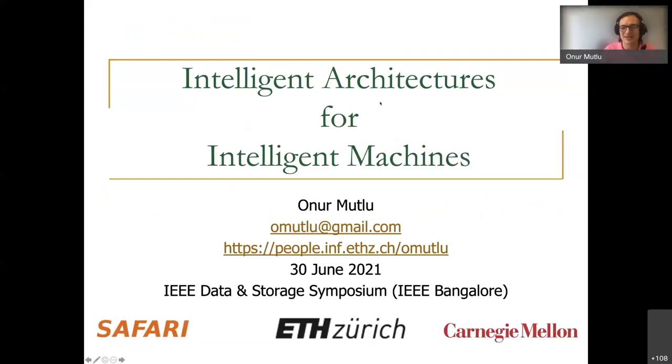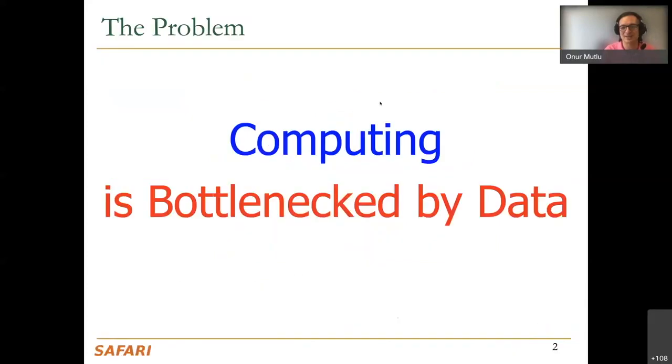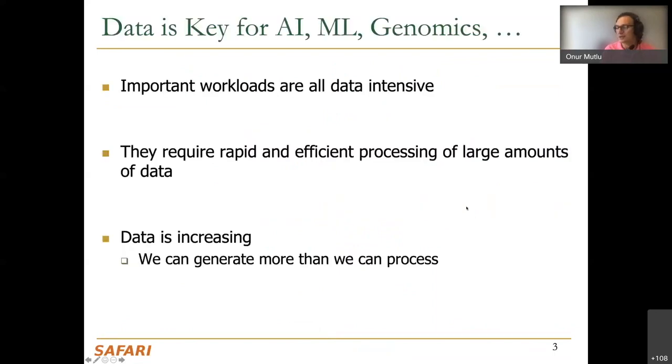We're going to talk about intelligent architectures for intelligent machines, and the problem is that today's computing systems are very much limited by data, bottlenecked by data. And data is key for many applications: AI, ML, genomics. Important workloads are all data intensive. They require rapid and efficient processing of large amounts of data, and data is increasing on top of this. We can generate much more data than we can process.